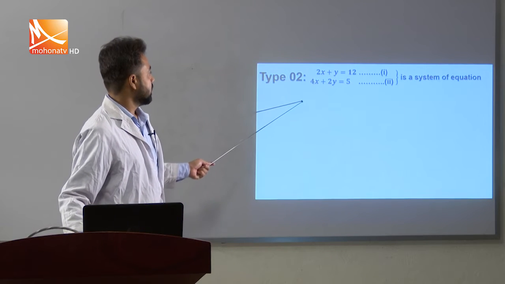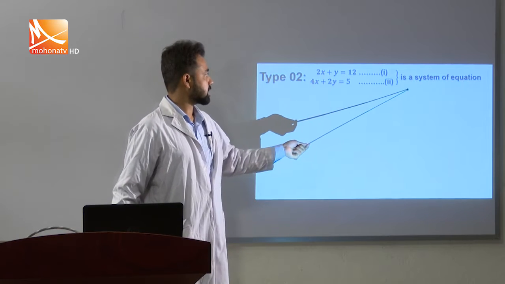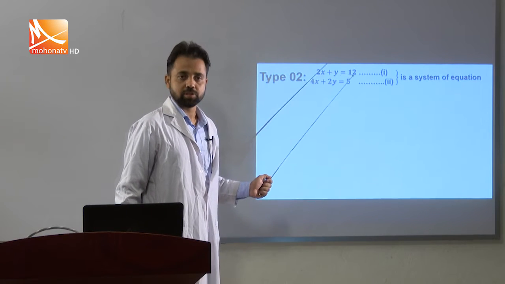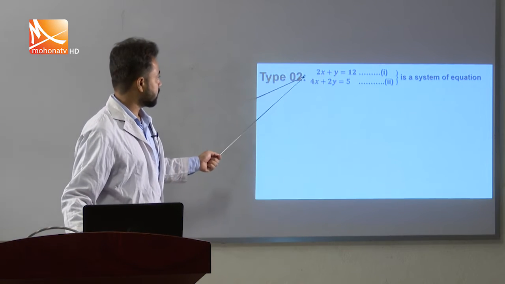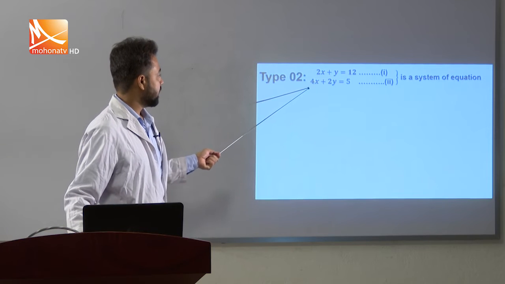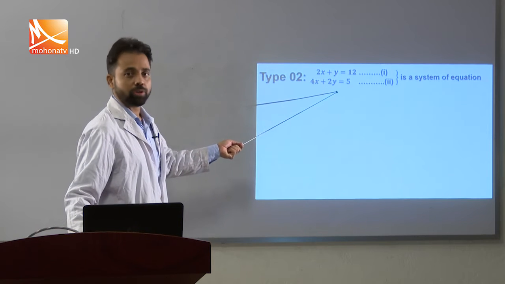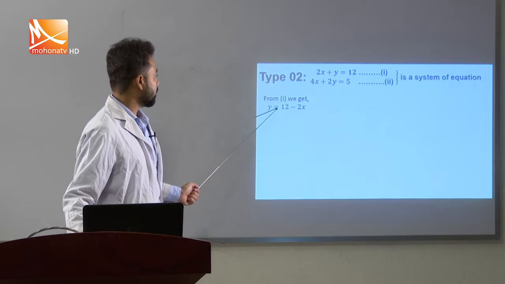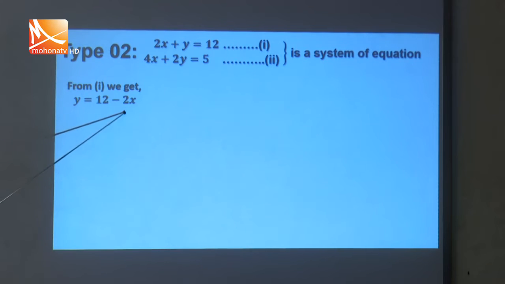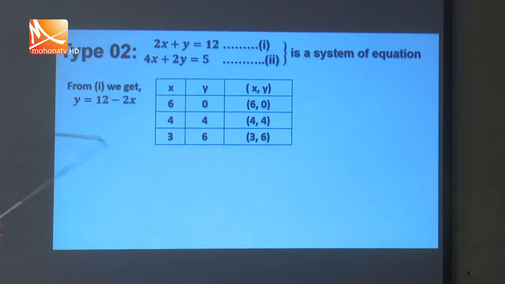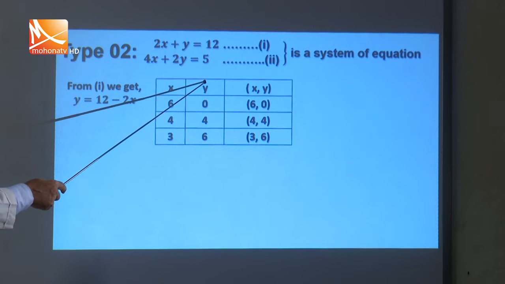Type 2. Here there is another system of equations, that is, simple simultaneous equations. The first equation is 2x plus y equal to 12 and the second equation is 4x plus 2y equal to 5. So, from 1 we get y equal to 12 minus 2x, isn't it? So, we will find some values of y for some values of x from this equation. For that reason, we need to draw a table. Okay. This is x, this is y.